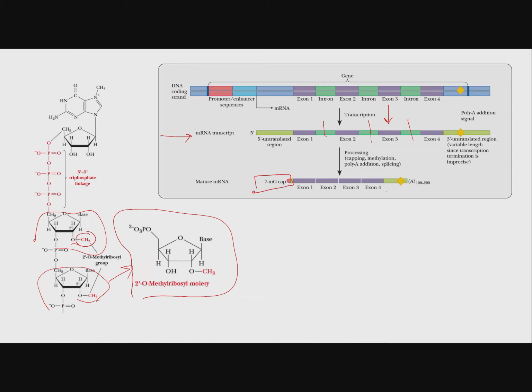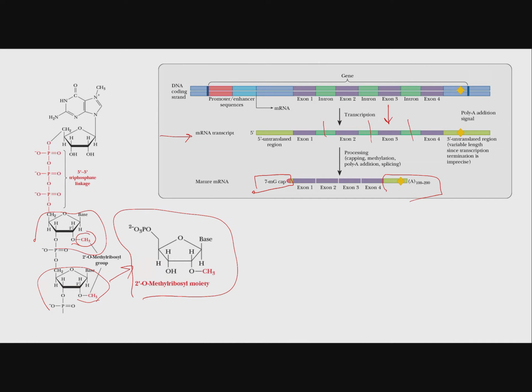Now, it gets a 5' cap to protect this side. It also gets a 3' polyadenylation, so lots of A's added to the end. And then, of course, splicing is going to happen. All right. So the 5' cap is a guanylate residue that's methylated at the N7 position. Not that that matters.